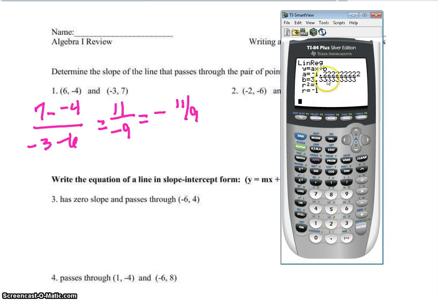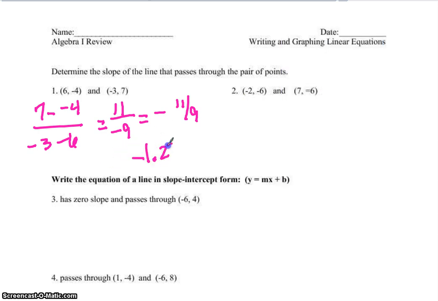And A, -1.22, is your slope. So you would say M is equal to -1.22. I will take either way, fraction or decimal. So number 2 is the same thing.